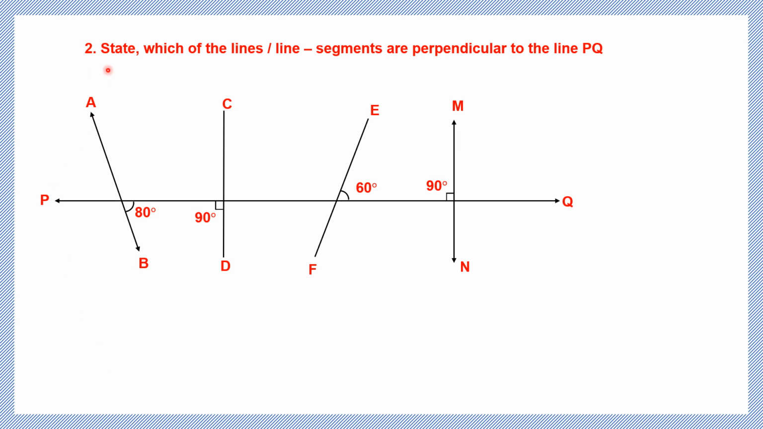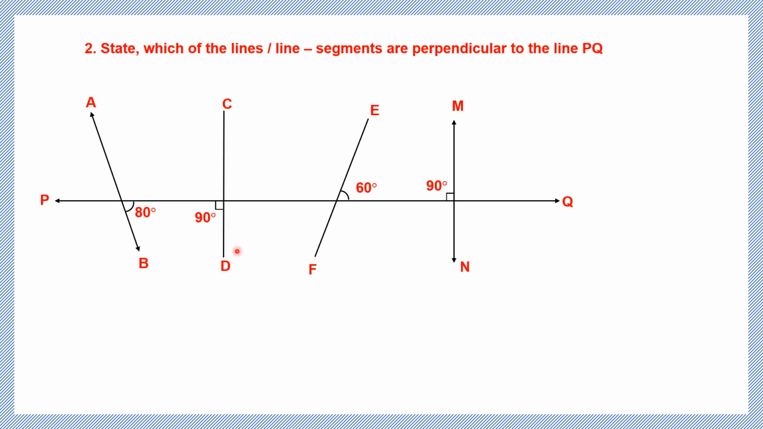Question 2. State which of the lines or line segments are perpendicular to the line PQ. So first of all, let's look at the line PQ. This is line PQ. This long one is line PQ. Let's look at the first line. This is a line AB cutting this line at 80 degrees. Then we have a line segment CD. How do we know this is a line segment? There are no arrowheads on either side. So this is a line segment of a definite length.